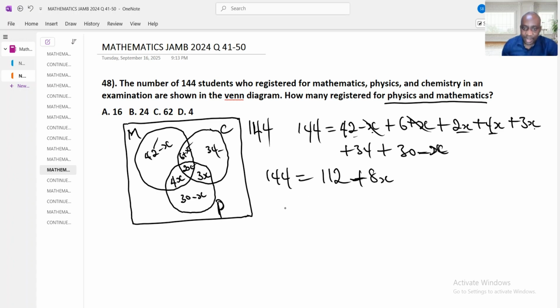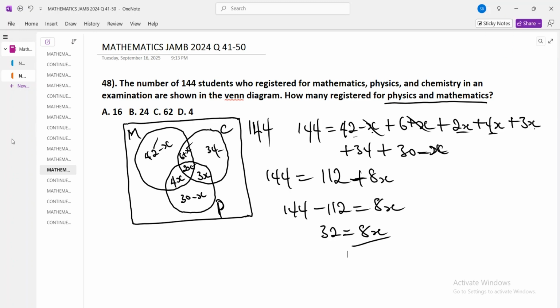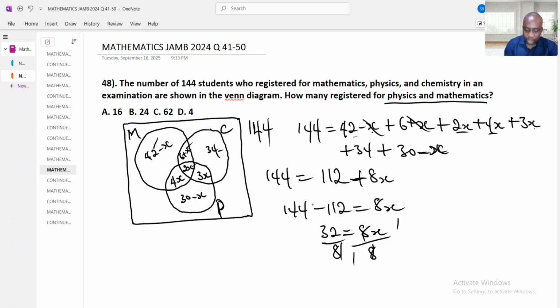Now let's collect like terms again. 144. This one will jump over, it will become minus. We have 8x here. 144 minus 112 is going to give me 32. Divide both sides by the coefficient of x. Here 1, here 1. How many 8s can we see in 32? That will be 4. 32 divided by 8 is 4.